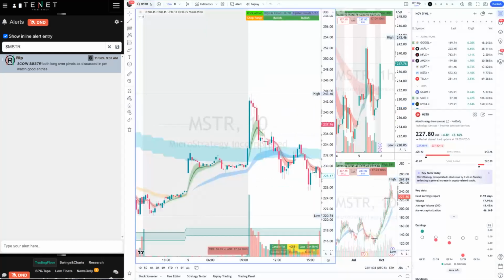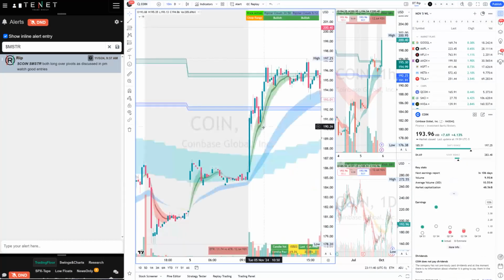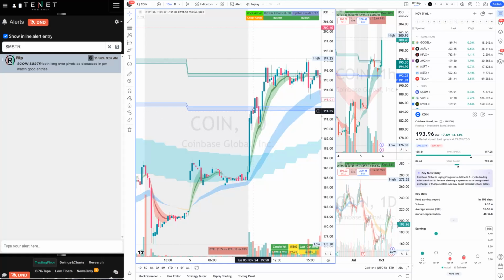Let's compare it to COIN. How did COIN do, right? You see how COIN did. These candles were making higher highs, higher lows. This third candle flag broke out. So COIN long worked, but MSTR did not. So that's the difference between the MSTR long loser and the COIN long winner from the pre-market guidance.